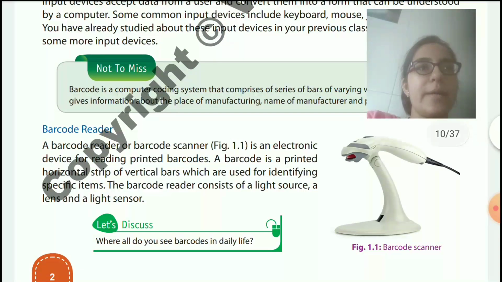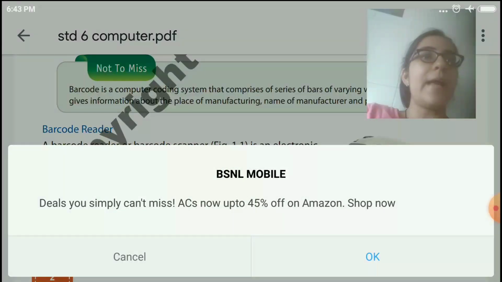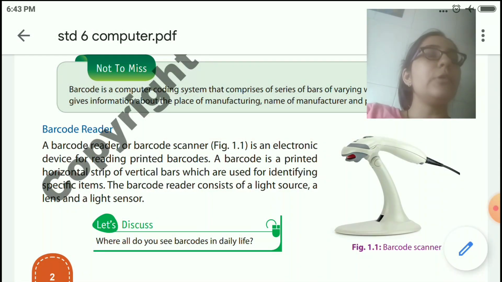First is barcode reader. A barcode reader or a barcode scanner is an electronic device for reading printed barcodes. If we are purchasing anything, any chocolate, any Maggi, any product, there is a code behind it. That is called the barcode. Like when we go to a shopping mall, wherever we go, you can see that when the person is billing, he uses the barcode device. He gives you the printed bill by scanning your products.